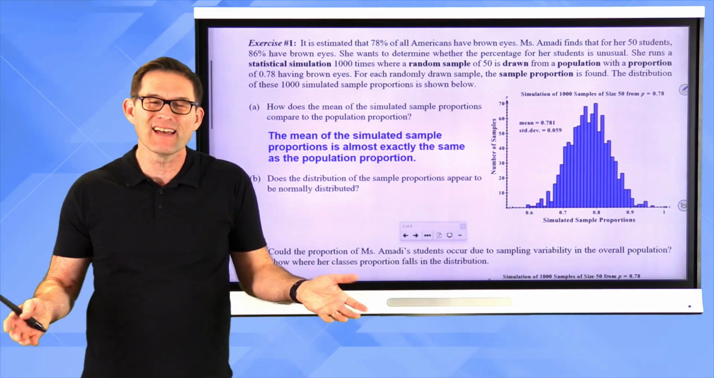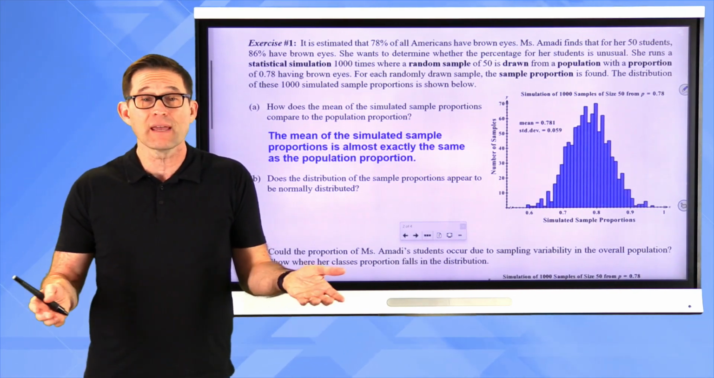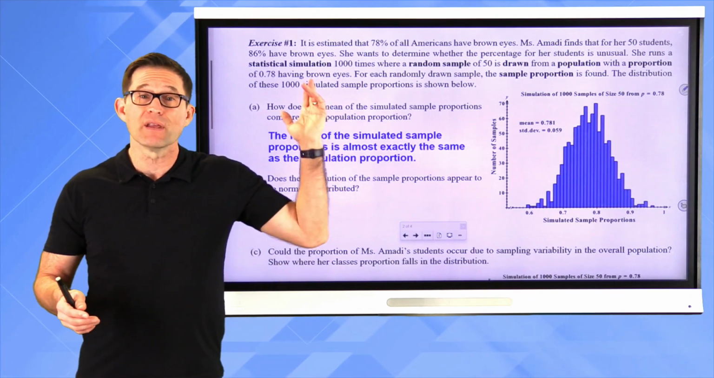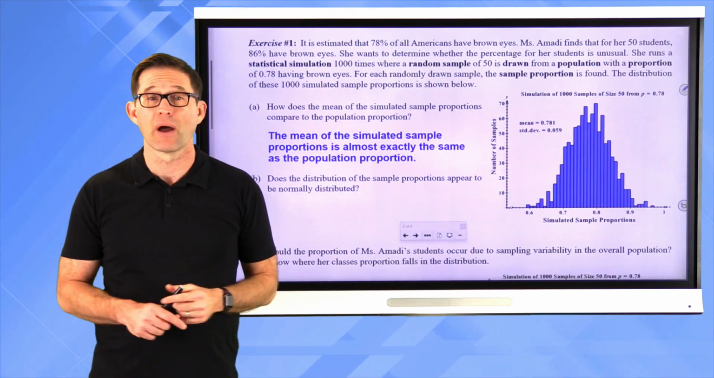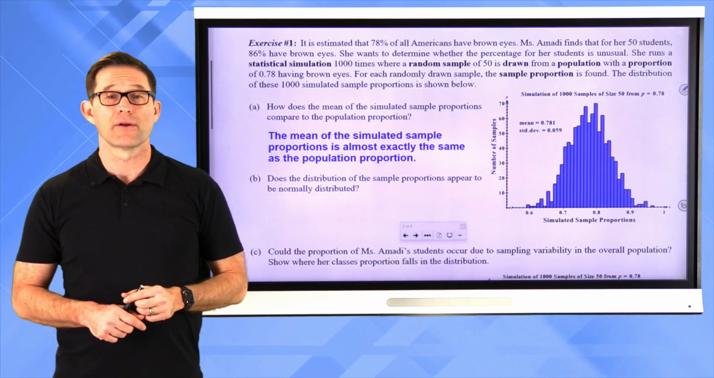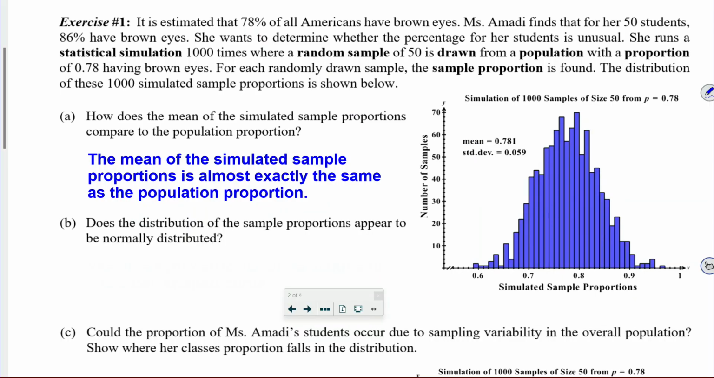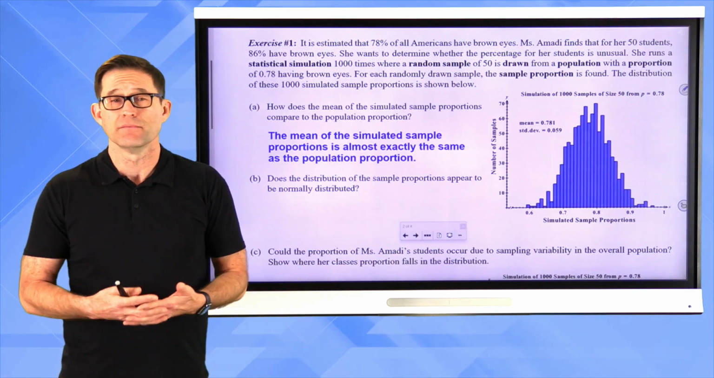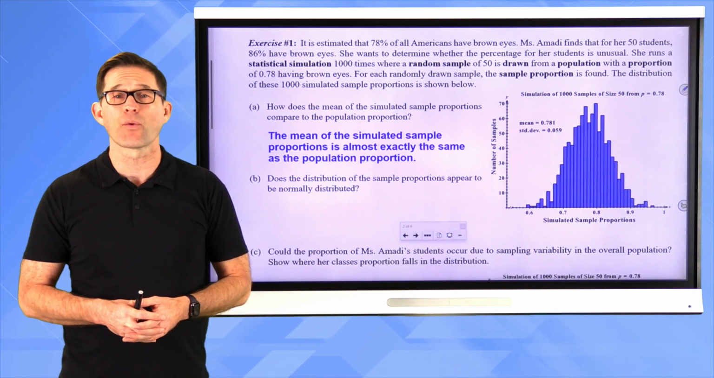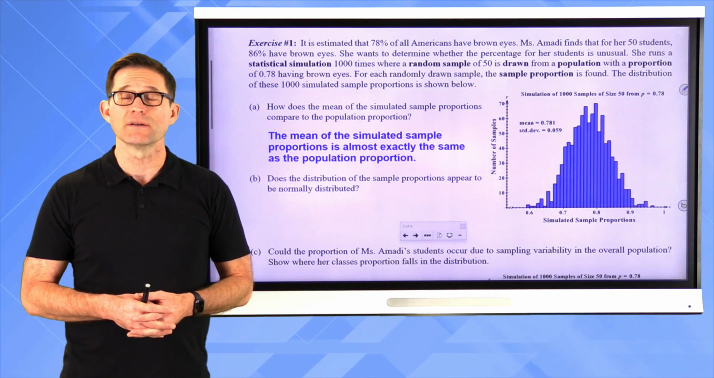And that kind of makes sense because we expect most of the samples to have about 78% of the sample having brown eyes. All right, let's take a look at letter B. Does the distribution of sample proportions appear to be normally distributed? Pause the video now and make a call on that and give an explanation for why you think it is or isn't normally distributed.